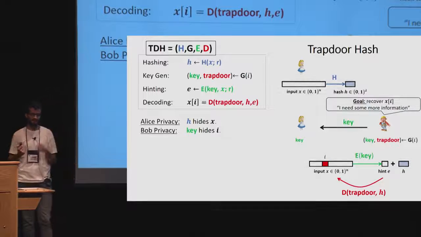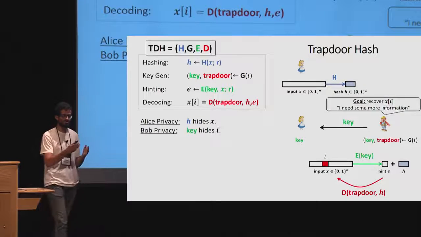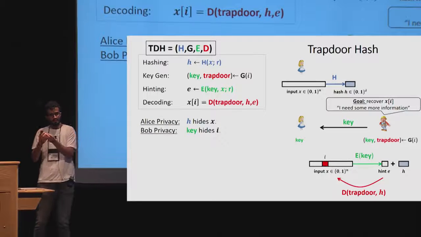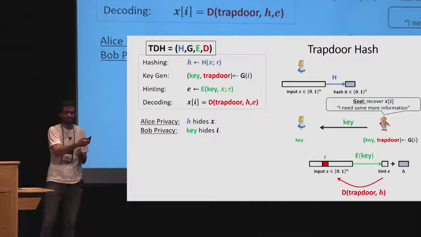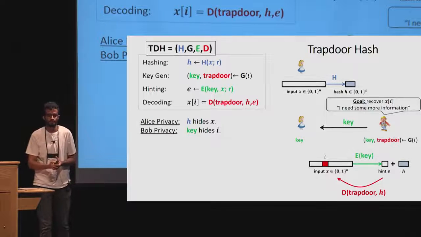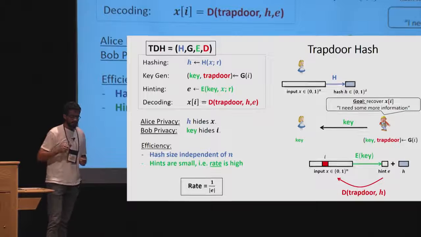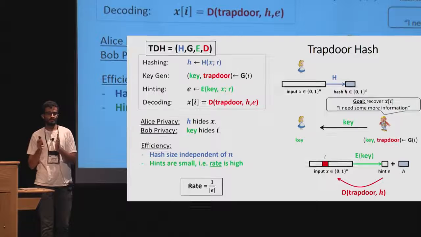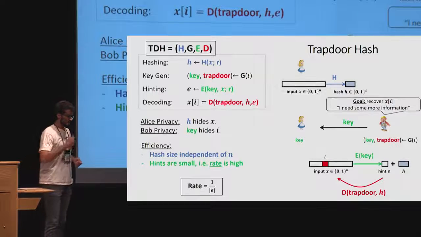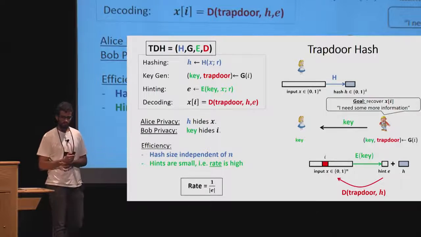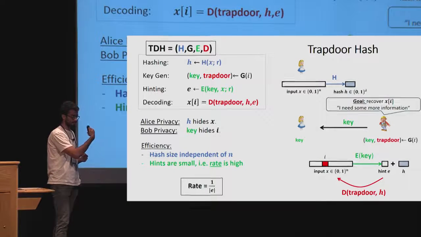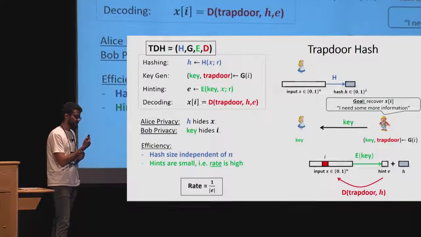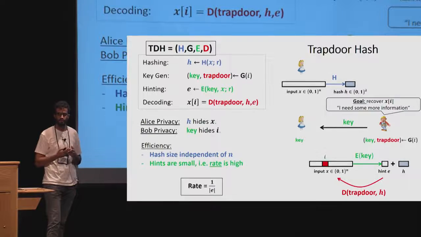So we want that Alice's input x remains private, so the hash should not reveal any information about it. And on the other hand, we want that Bob's input i remains also private, so the key that he sends to Alice should not reveal any information about it. And our main efficiency goal here is, first, we want the hash to be small, and in particular, its size should be independent of n. And we also want that the hints are small. In other words, we want that the rate of the trapdoor hash is high, where we define the rate as the inverse of the length of the hint.